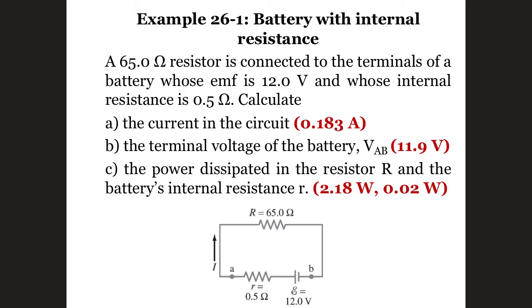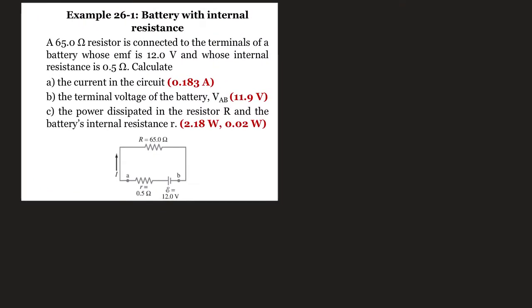Okay, so this is one of the questions where we can practice our understanding of the EMF and the internal resistance. So let's start. Basically, you are going to have a 65 ohm resistor connected to the terminal of a battery whose EMF is 12 volt and whose internal resistance is 0.5 ohm. Calculate the current in the circuit.